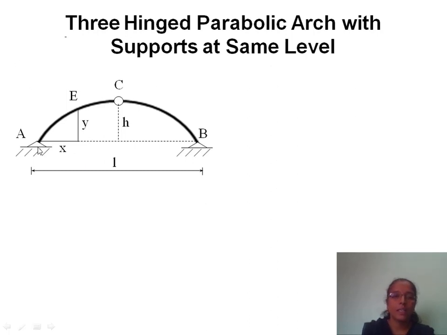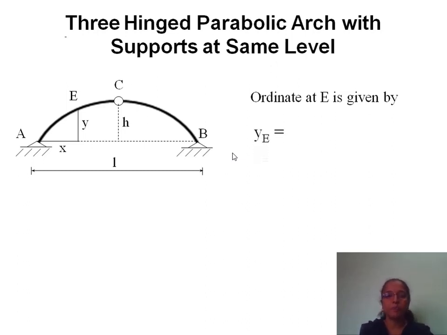So here x is always measured from the support, either support A or support B. Point E is at a distance x from end A, and let y be the ordinate of point E, measured from the springing level. Next, the ordinate at E, that is y_E, is given by 4hx by L square into (L minus x). This is the equation of parabola.